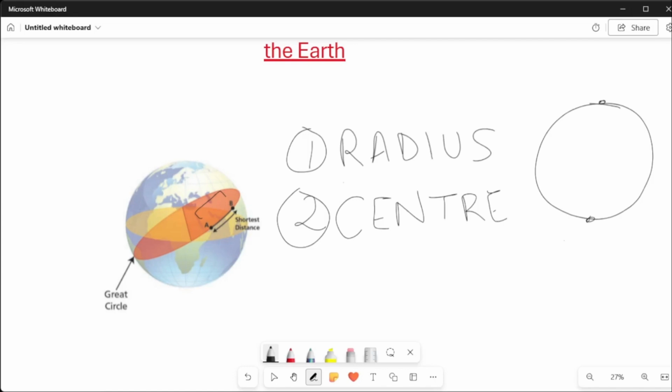A good example to imagine this would be if you're given 2 points, say the North Pole and the South Pole, and the pairs of meridians or pairs of longitudes that join both of these points, there can be an infinite number of them, and all of them are great circles.